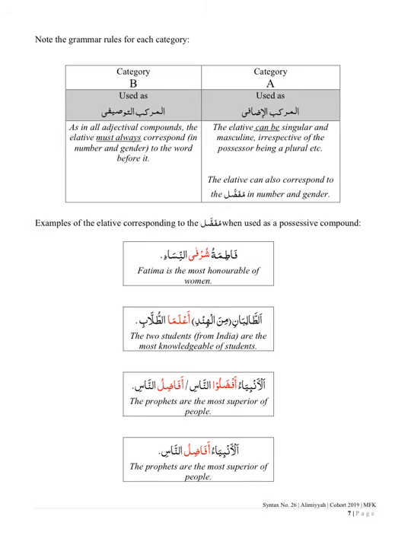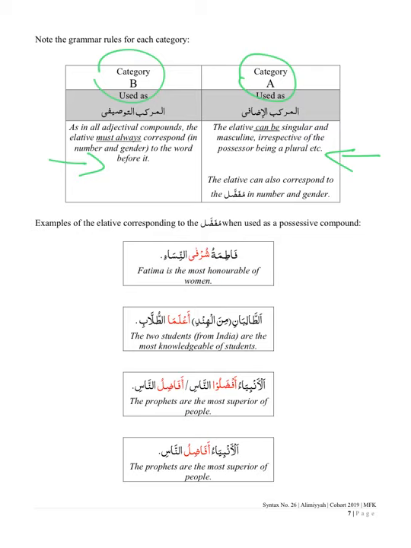So this is now the second page, page 7. At the top, you have the rule mentioned here. Category A, this is the rule. Category B, this is the rule. Category B, we've not covered it, but we're going to come to that. So category A is basically when you are using ismu tafdil in the superlative form as mudaf, mudaf ilayh.